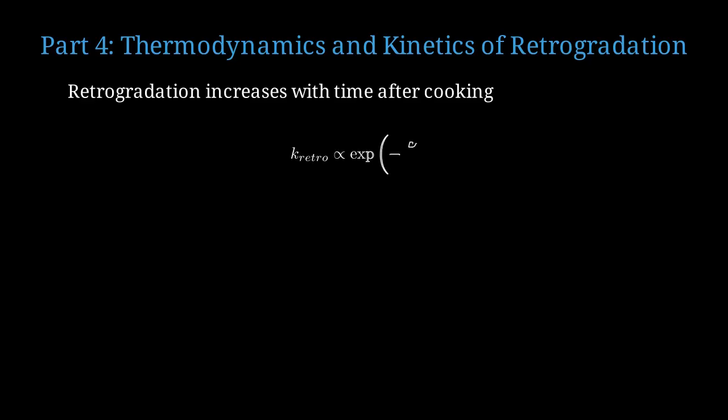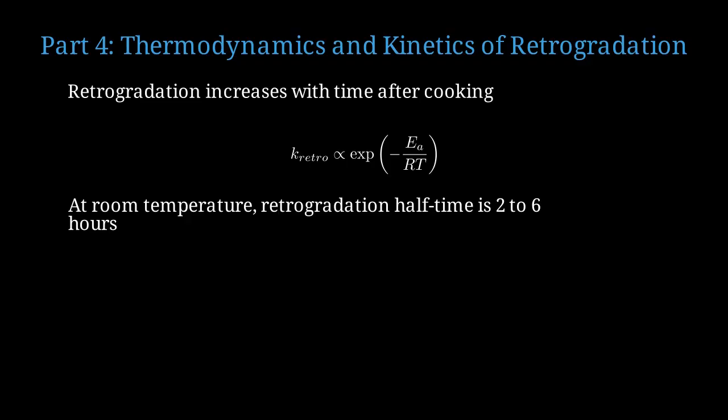The retrogradation rate constant follows an Arrhenius relationship, k_retro proportional to exp(-E_A/RT), where E_A is the activation energy, approximately 60 kilojoules per mole. At room temperature, the characteristic time for 50% retrogradation is approximately 2 to 6 hours. This is why leftover rice becomes firm and less sticky.